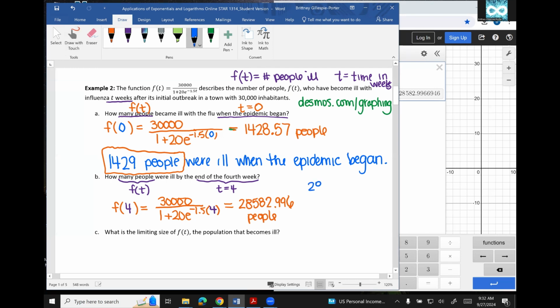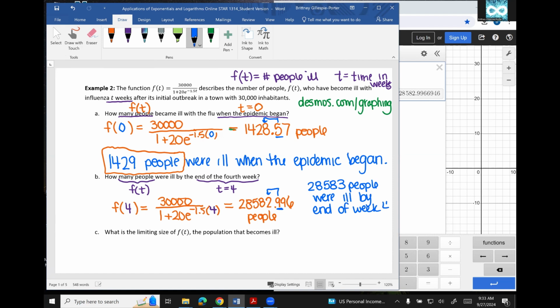There were 2,858... we're not going to have 2.9 people. We're going to round that up. So that becomes a 3. The 9 is enough to round us up, just like the 5 was enough to round us up. So 28,583 people were ill by the end of week 4, which is kind of like what happened with COVID. It just exploded.